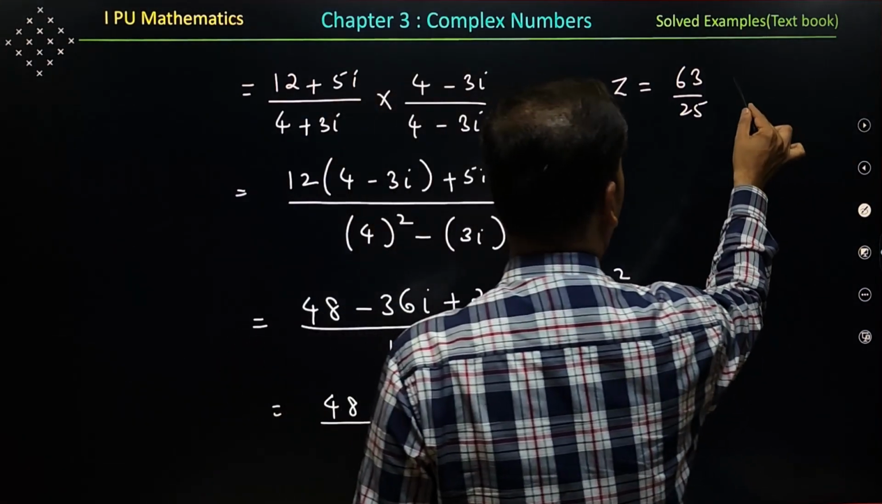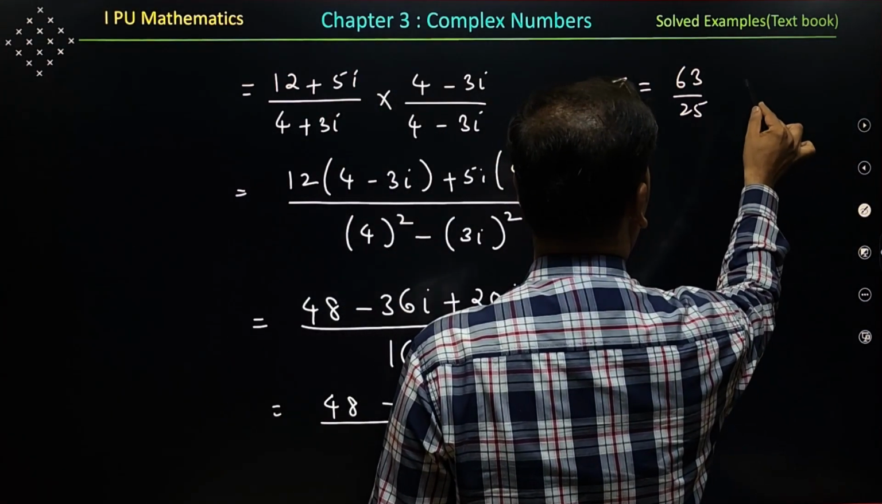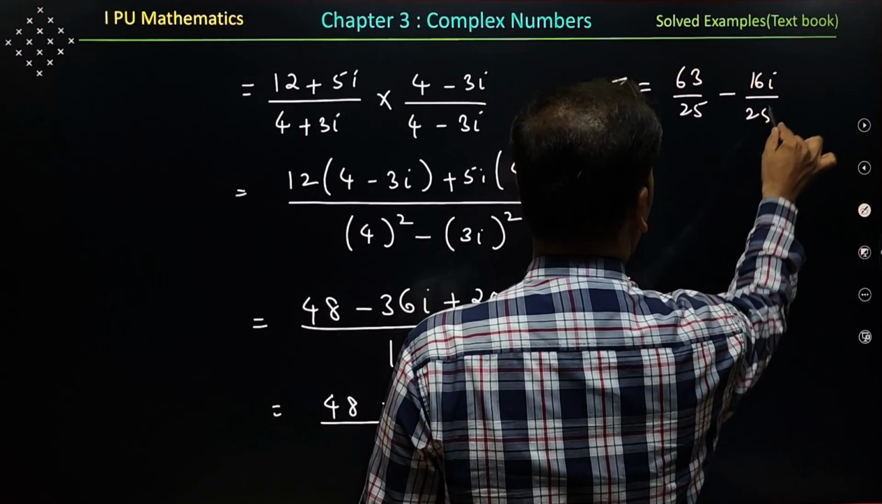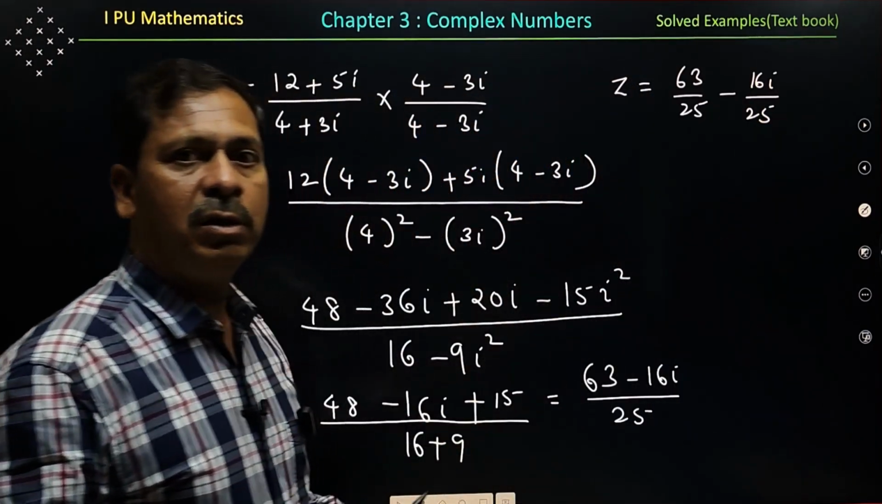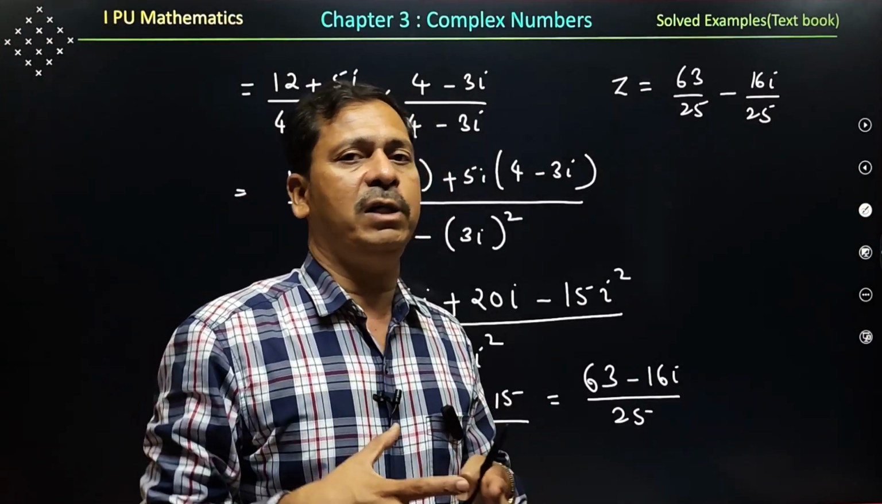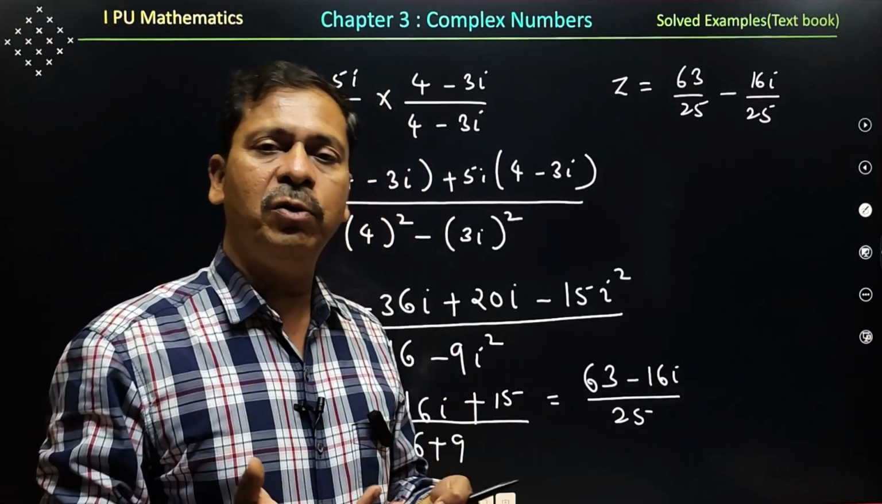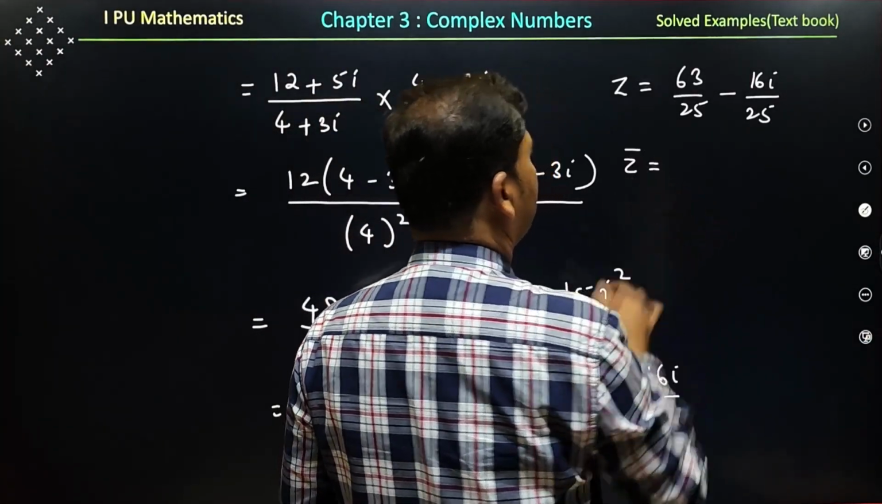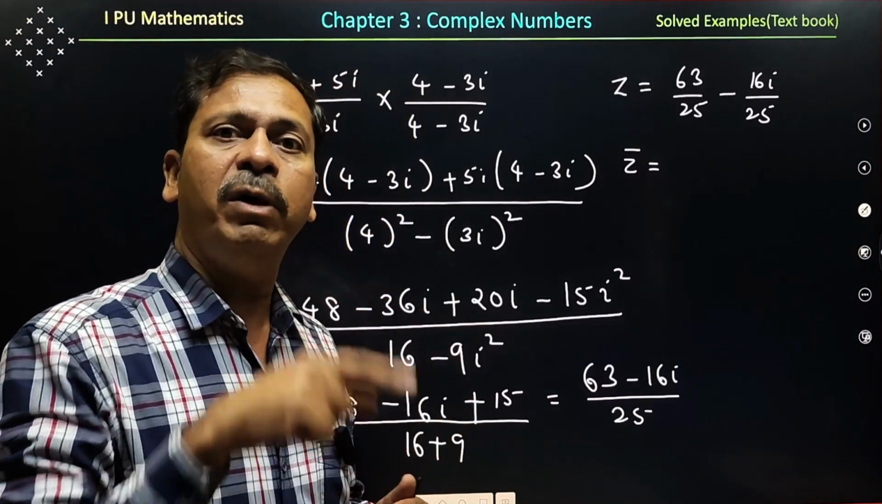Minus 16i divided by 25. This is your complex number, which is converted, the given combination is converted into a plus ib form. Now you need to write the conjugate. Conjugate of the complex number is represented by z bar. This is obtained by replacing i by minus i.